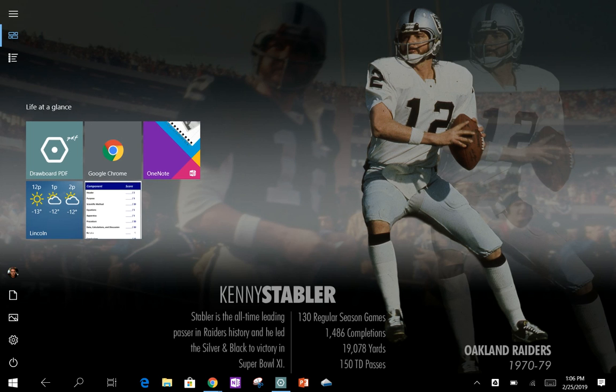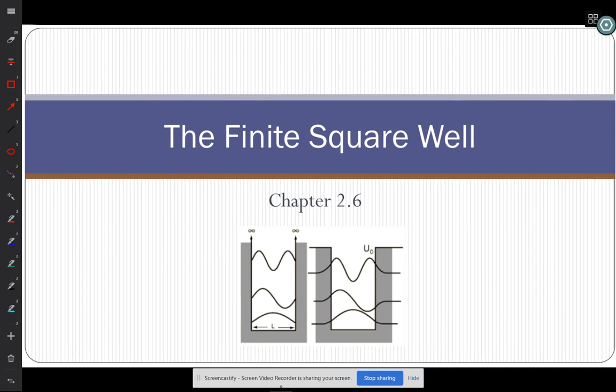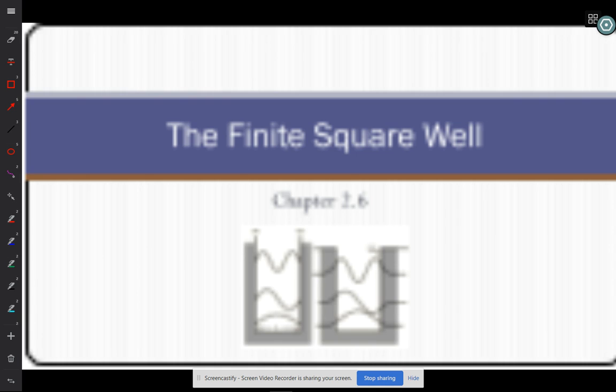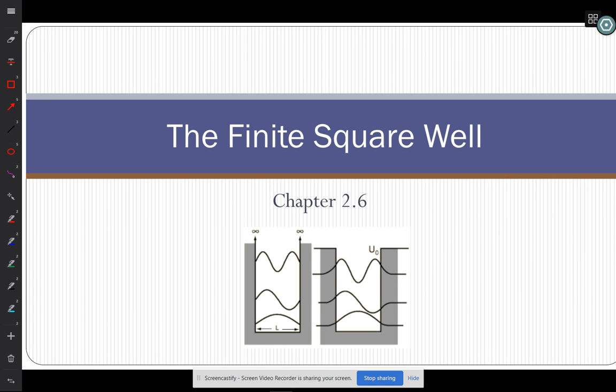Let me start with a scheduling update. My plan is to go over the finite square well today, along with the homework, to review on Tuesday and then give you the test on Wednesday. Does that work? The test from last week, compared to the week before.